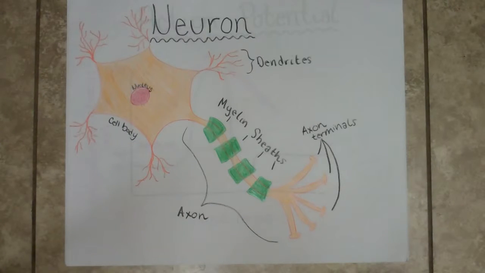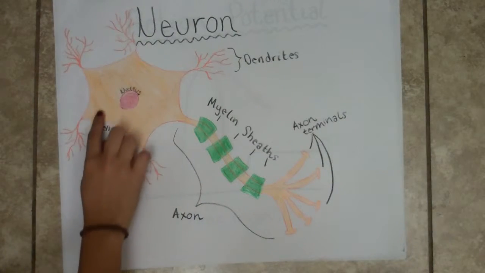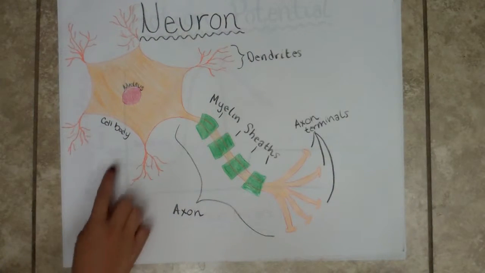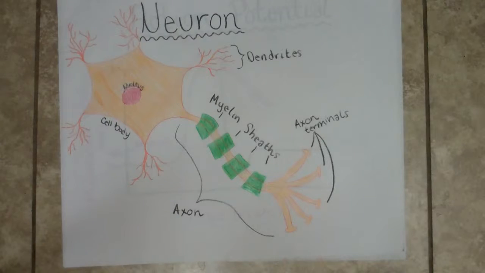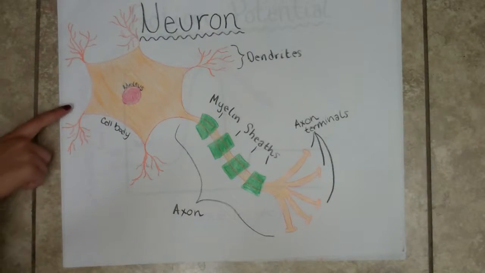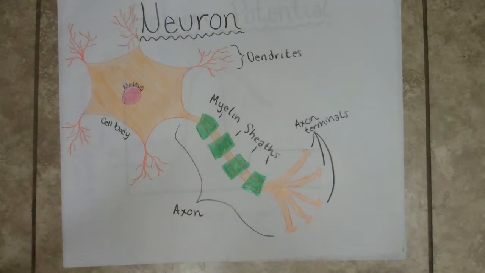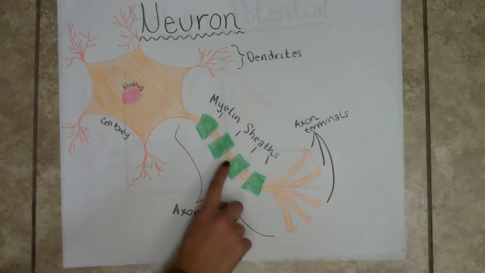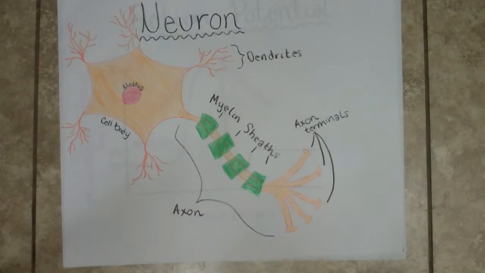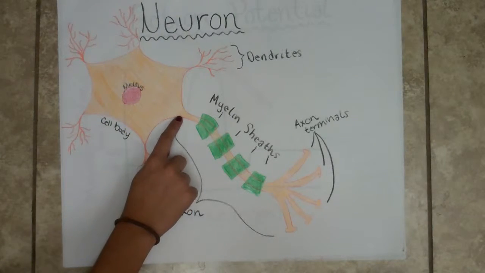Here we have a neuron. A neuron consists of a cell body, or a soma, and has a nucleus. It also has dendrites which branch out and initially receive the stimulus. The cell body then goes into the axon. The area where the cell body and the axon meet is called the axon hillock.